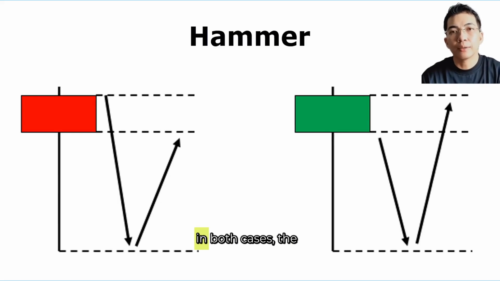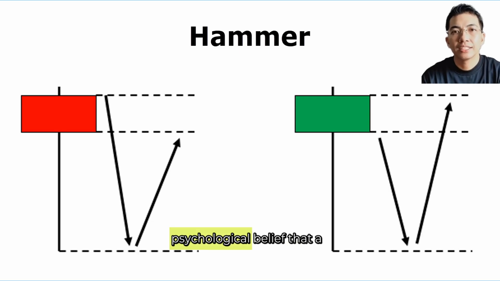As you can see, in both cases the price went down a long way and then it came back. If you got the logic of the pattern, you understand that the important thing is that the buyers recovered from a very bad start of the session. So no, the color of the real body doesn't matter when it comes to the hammer.